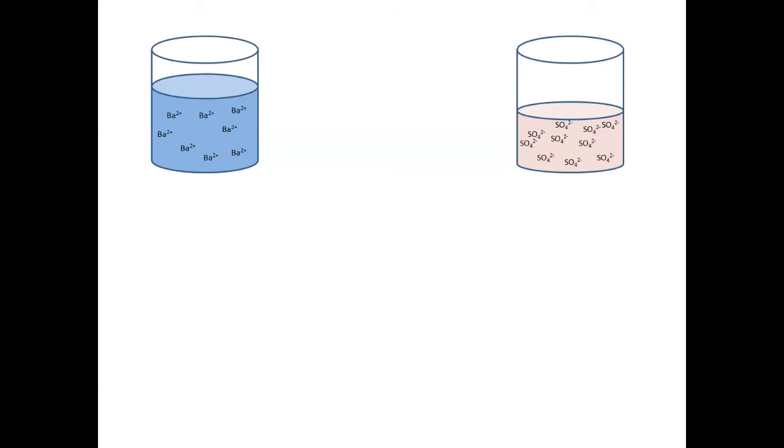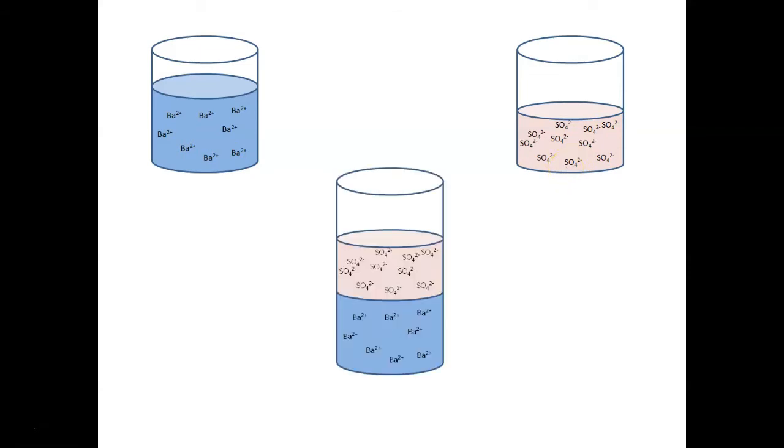So let's take a visual look at this. I have a solution with barium ions in it. Obviously there's a nitrate as well, but spectator, we don't care. And I have a solution of sulfate ions. And yes, sodium's in there. Again, spectator, we don't care. And I'm going to take them and pour them into one container.